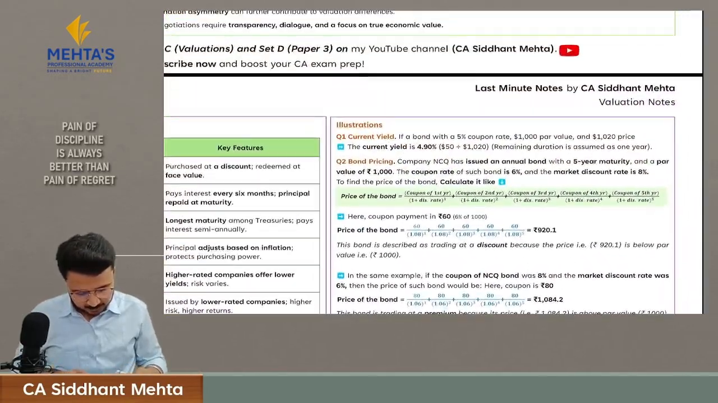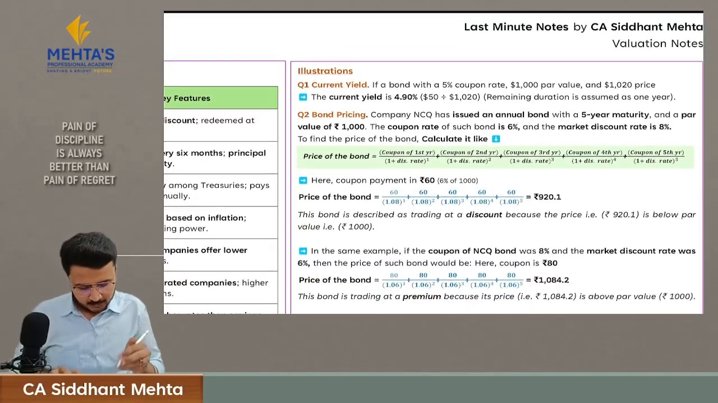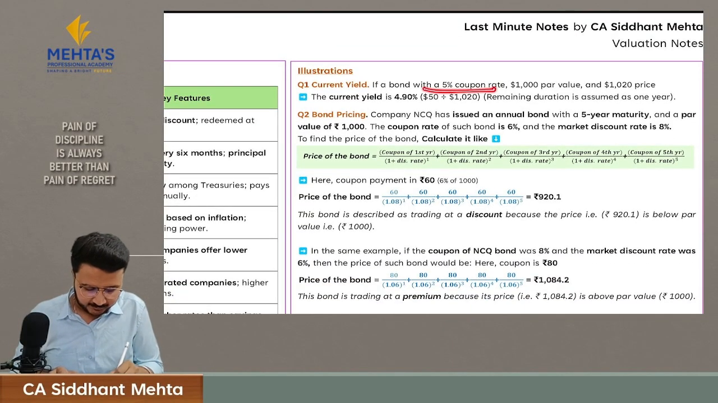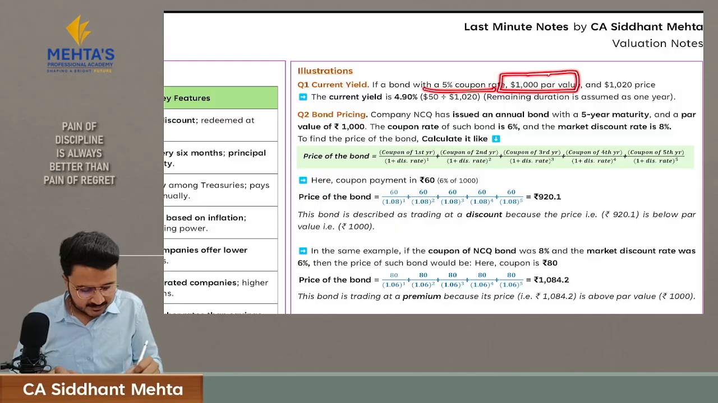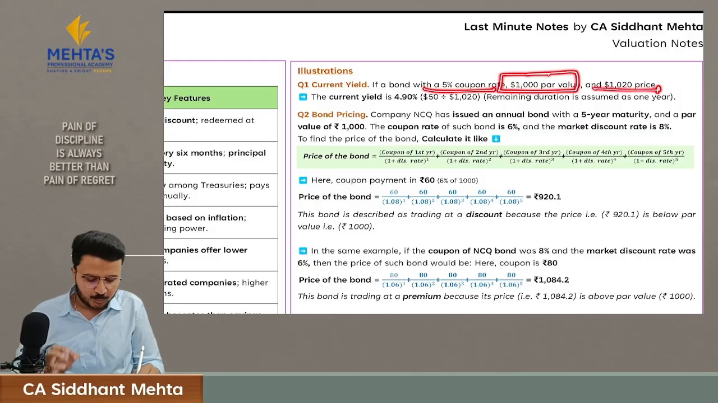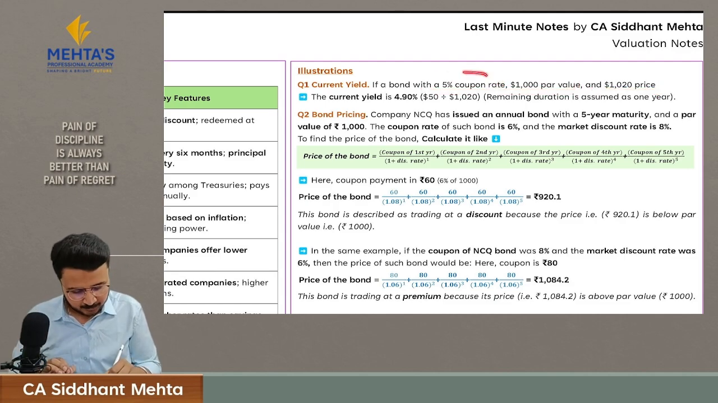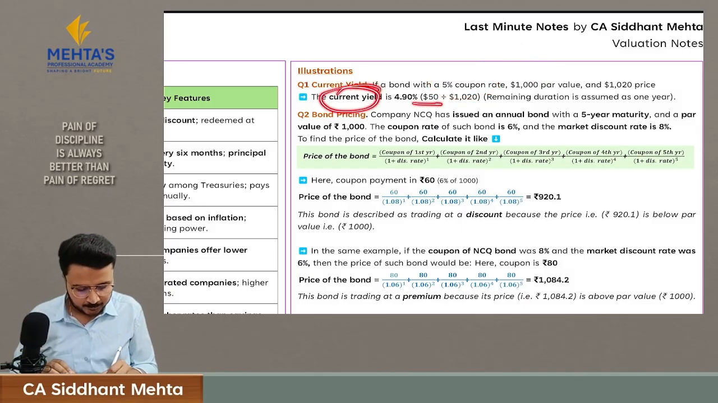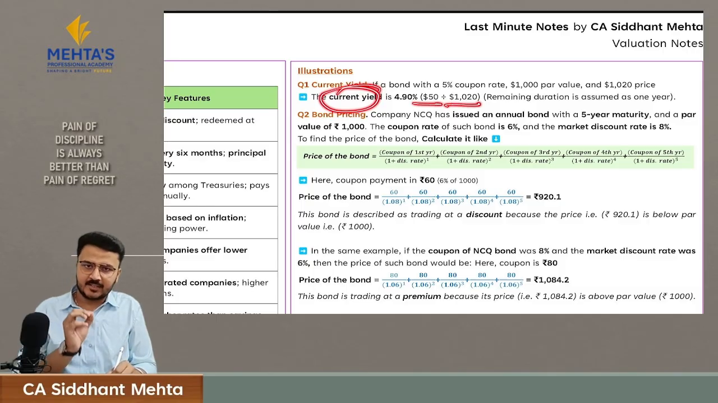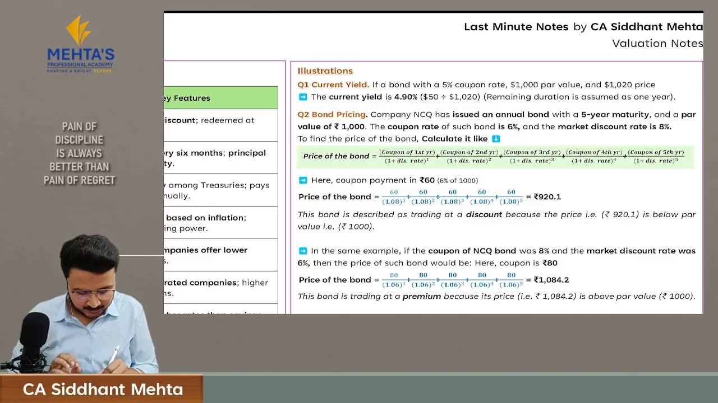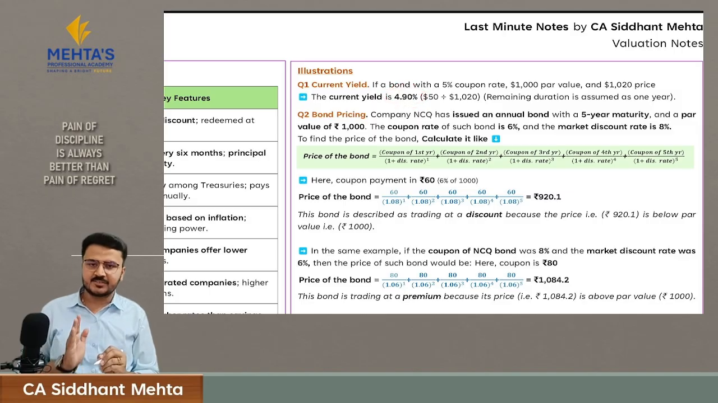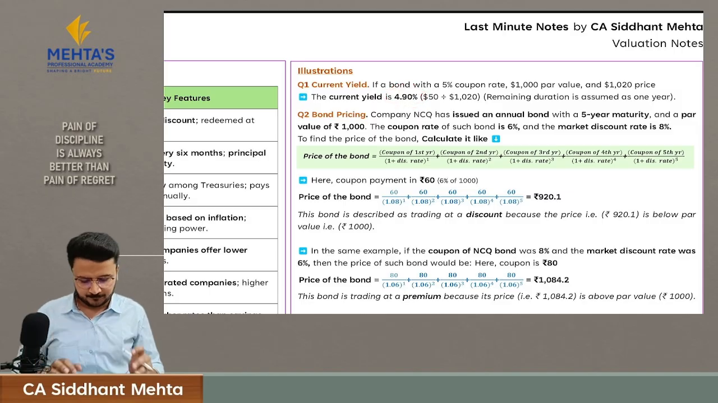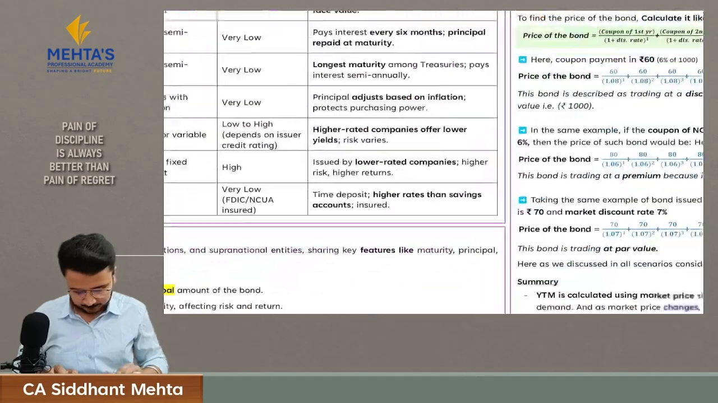Let's take one example for current yield. Here the bond has a 5% coupon rate and a face value of 1000 rupees, but the current market price of the bond is 1020 rupees. So we will buy this bond at the current price, that is 1020 rupees, and the interest will be 5% on face value, that is 50 rupees. So your current yield is the annual coupon payment, 50, divided by the current price at which you buy this bond. You will have a current yield of 4.90%, which is 50 divided by 1020. So this is your current yield.